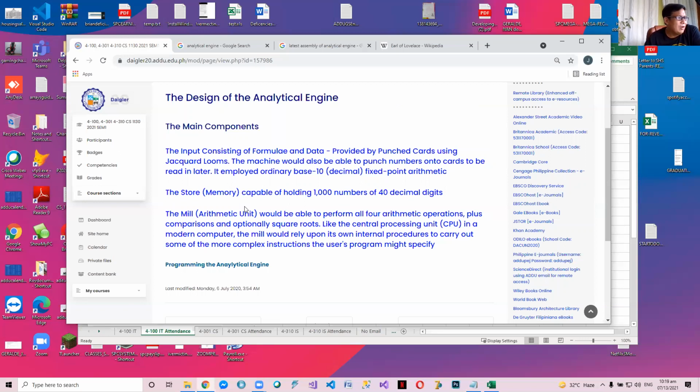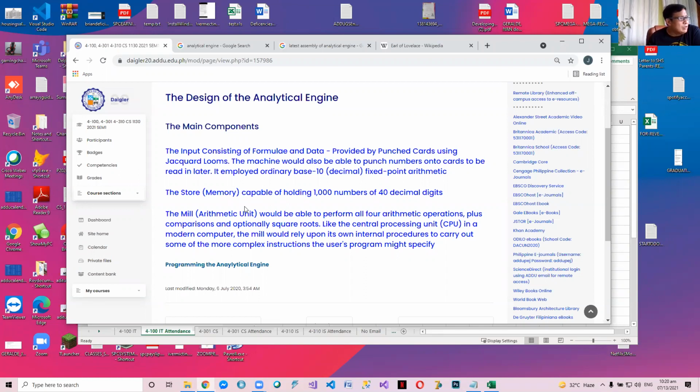Do you follow? So the input consisting of a formula is provided by a Jacquard's loom. The first component is a Jacquard's loom. It is used to store the input. So the program is in the Jacquard's loom. Now, the bad thing about the analytical engine is that it's based on the decimal system, while Ada Lovelace wanted her computation to be based on the binary system. It employed base 10 decimal digits, on the punch card.